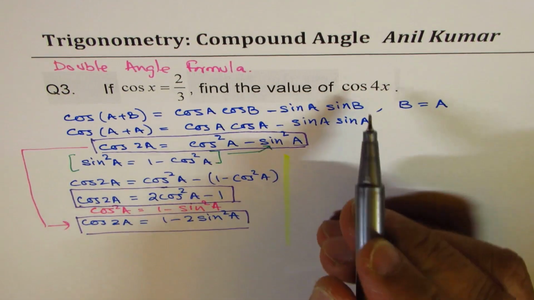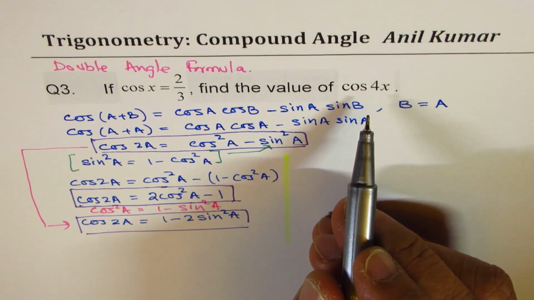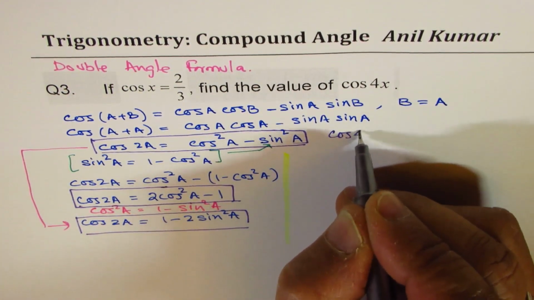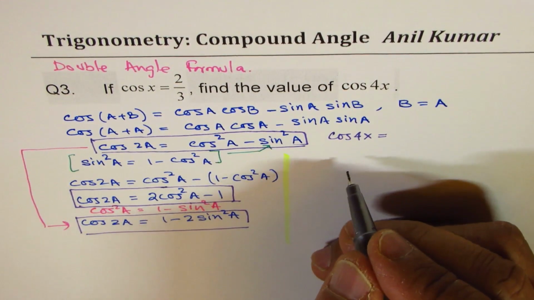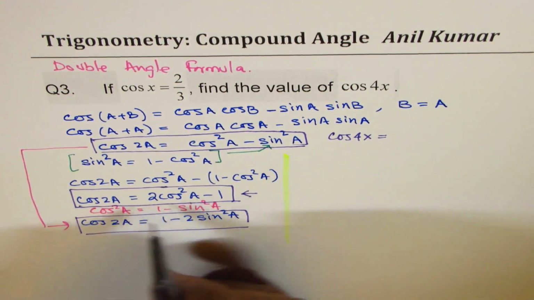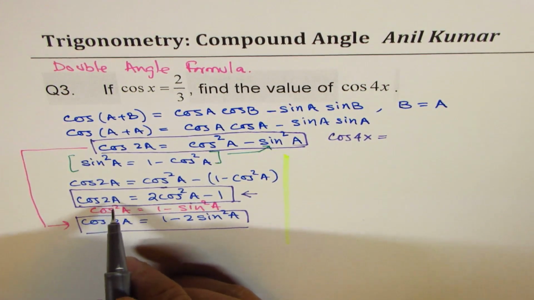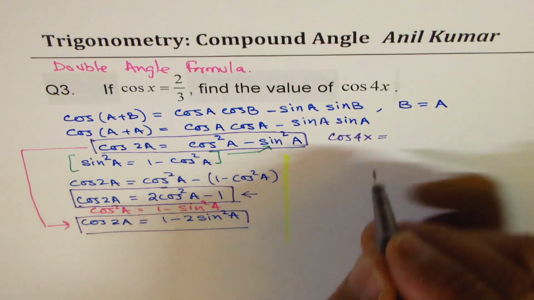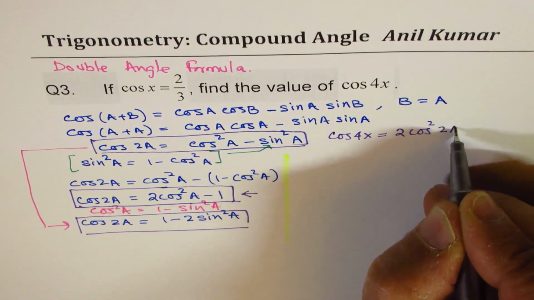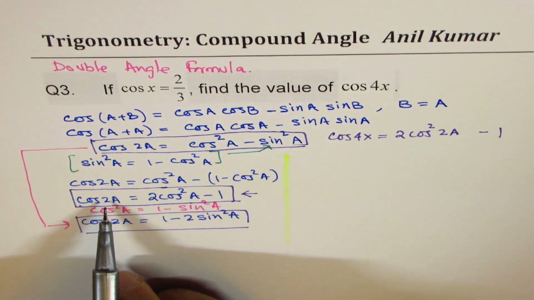Now actually, we will solve the question, right? So the question here is to find what cos 4x is. So we'll begin by writing cos 4x as equal to. We'll use this formula. So we are replacing 2a with double, right? So we can write this as 2 times cos square of 2a minus 1. Do you realize?